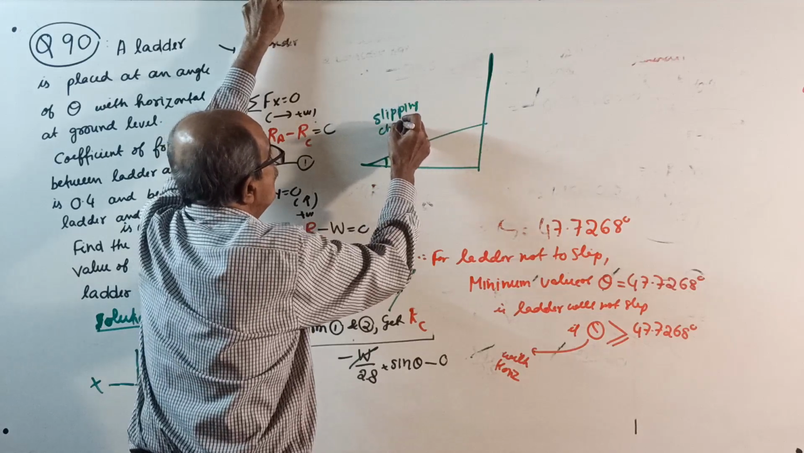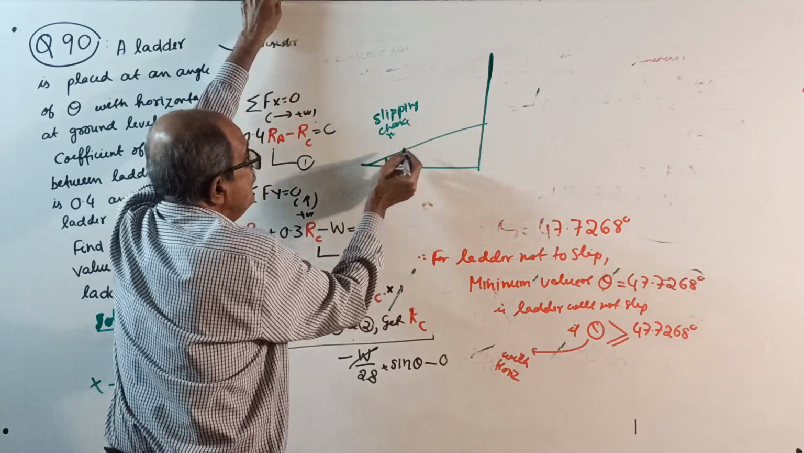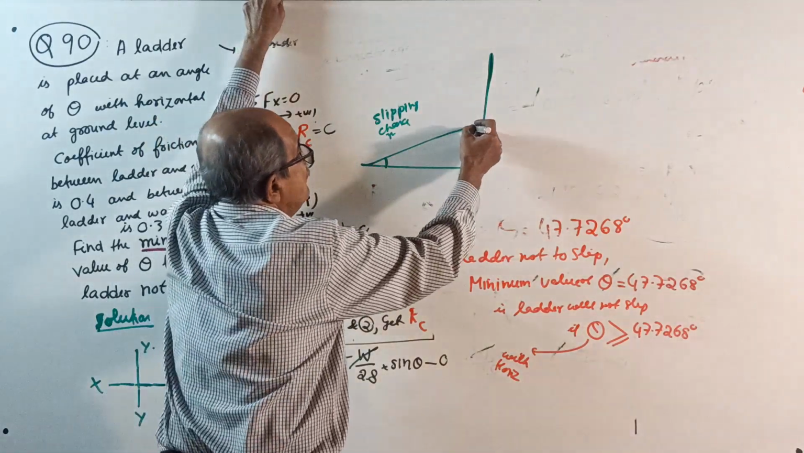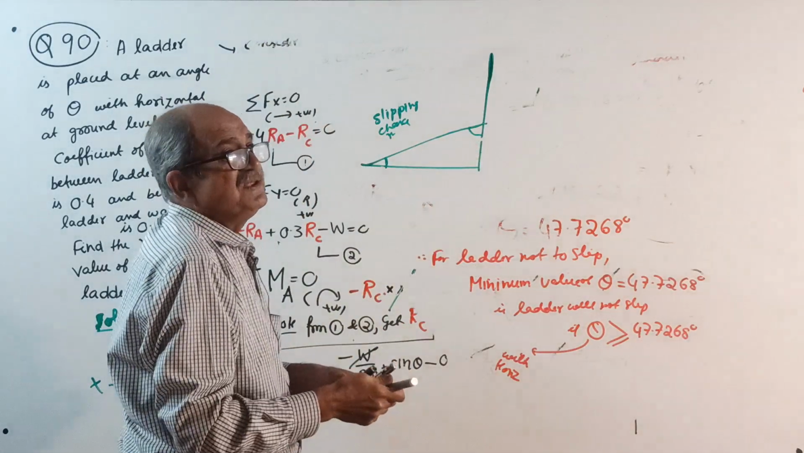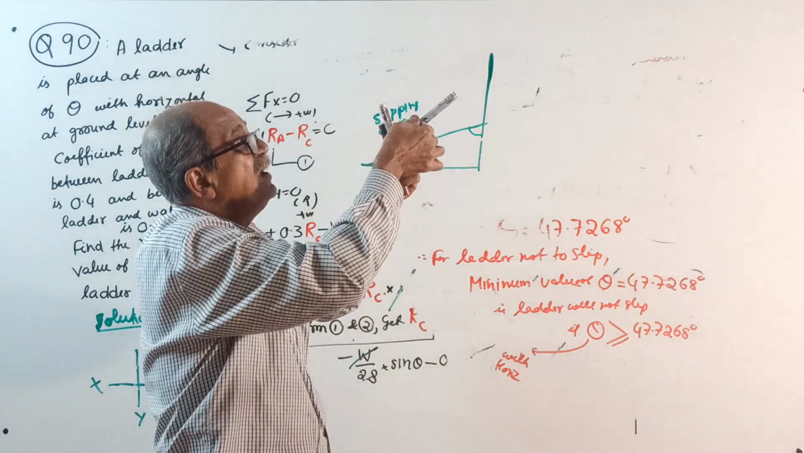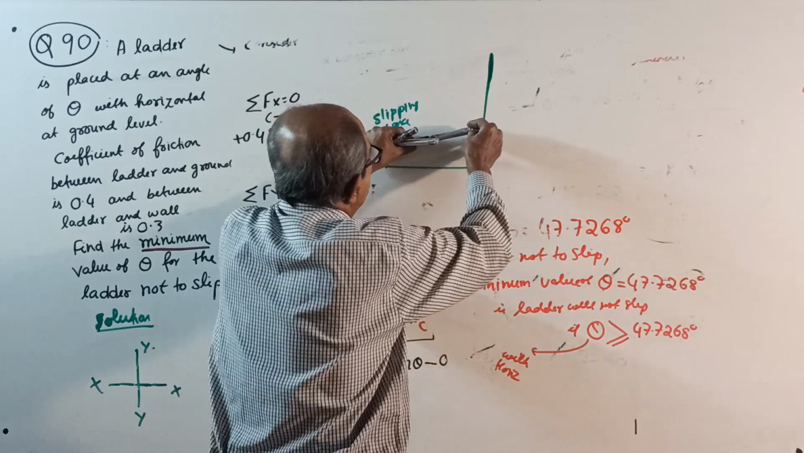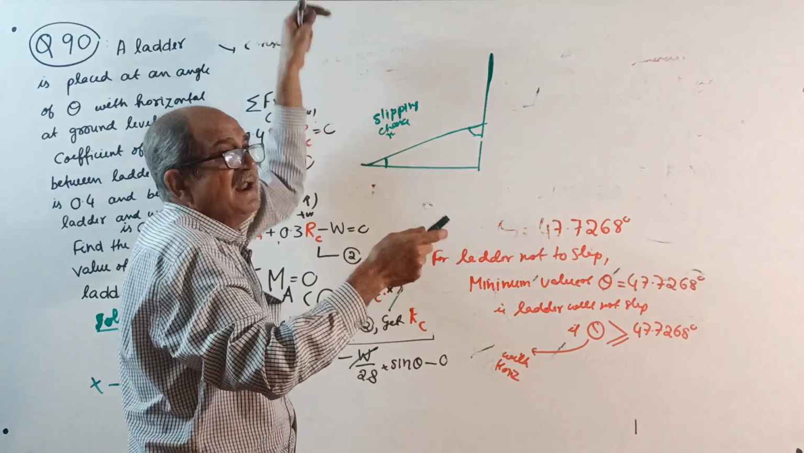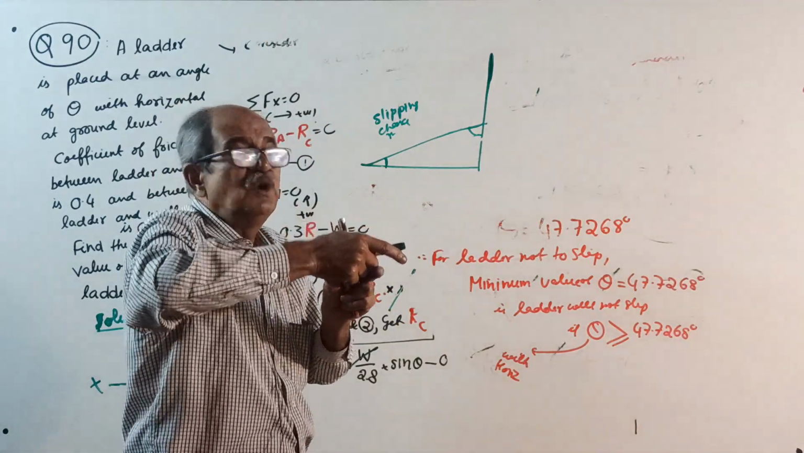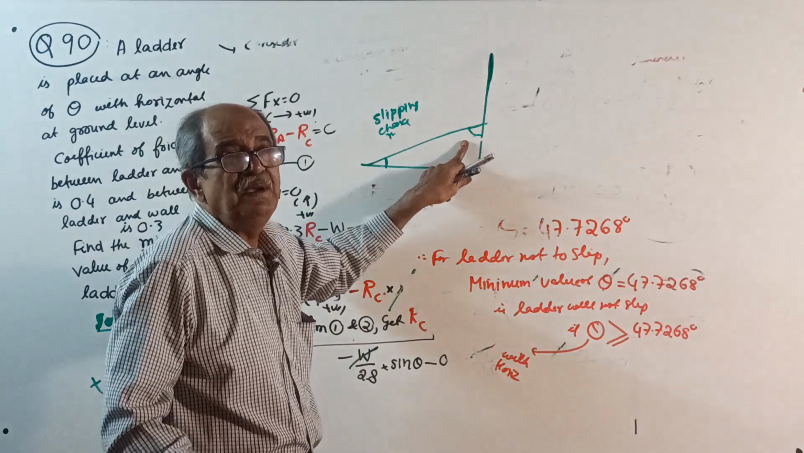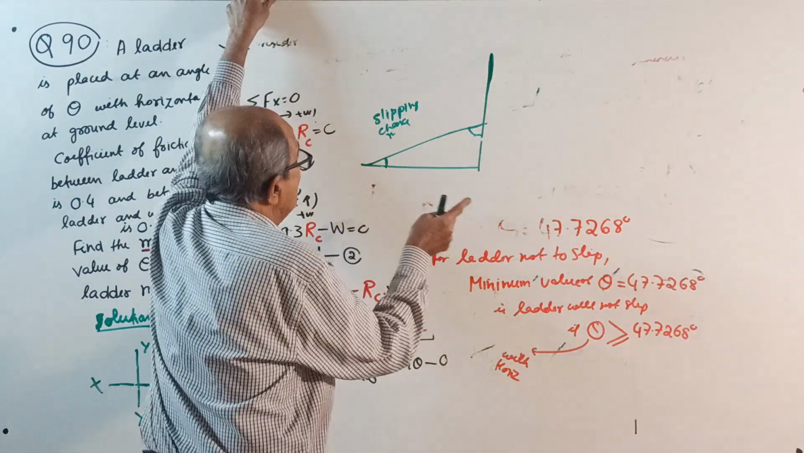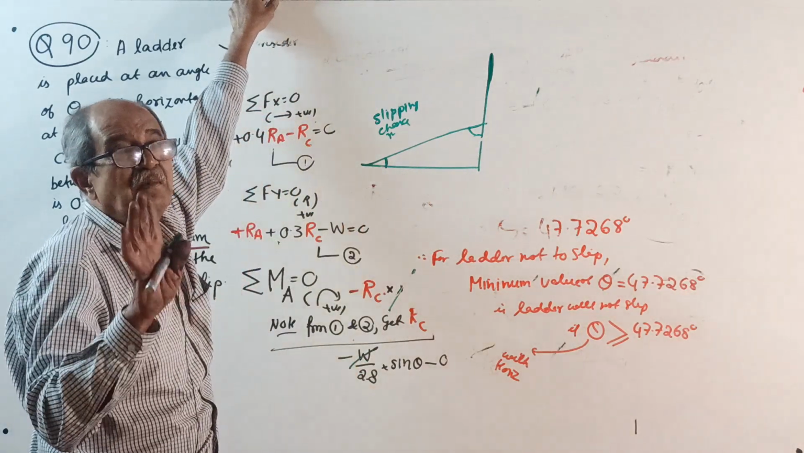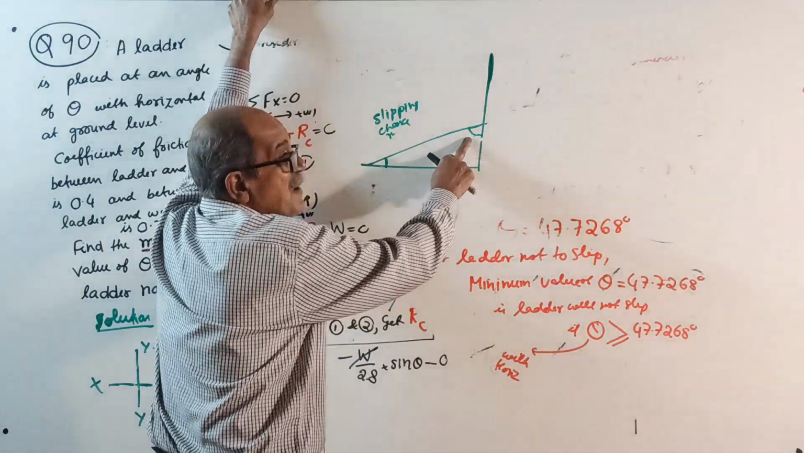Slipping chance is more. That is, if the angle of the ladder with the horizontal is lesser and with the vertical is more, slipping chance is more. See here, if you place it this way, slipping chance is more. When the ladder is more towards horizontal and has a high angle with the vertical, slipping chance is more. Therefore, for the ladder not to slip, we want a high angle here. Therefore, minimum angle here, it will be maximum.